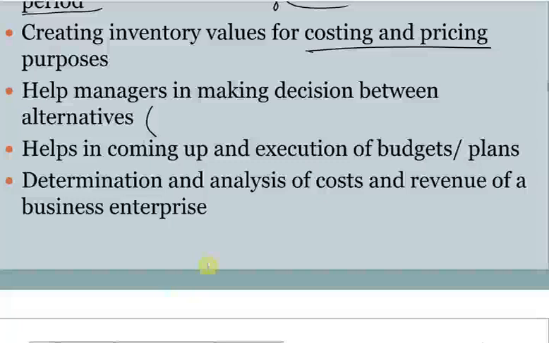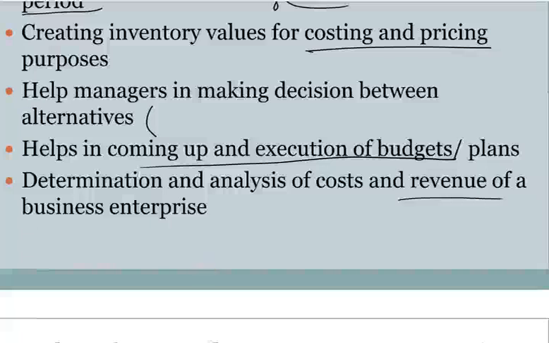It helps in coming up and execution of budgets. So we also look at how to come up with a budget and how to implement a budget. And lastly, determination and analysis of cost and revenue of business enterprise. So we'll be coming up with the cost and analyzing the cost and revenues that an enterprise is faced.